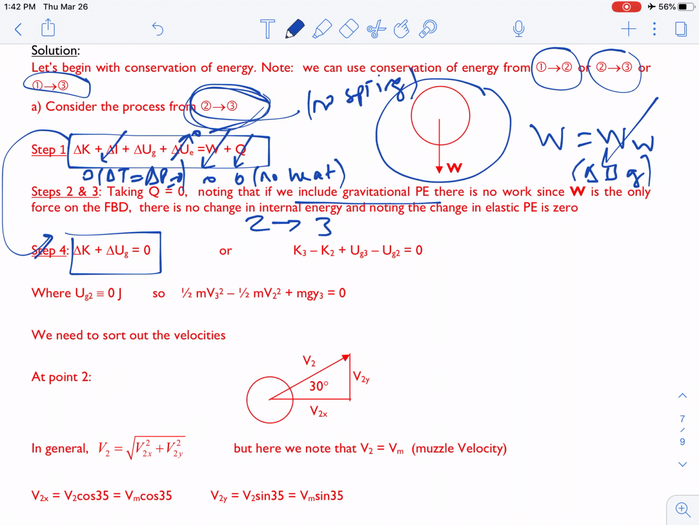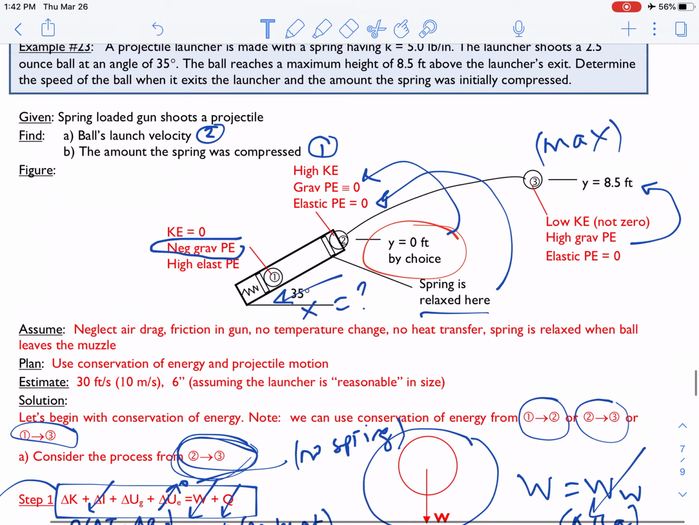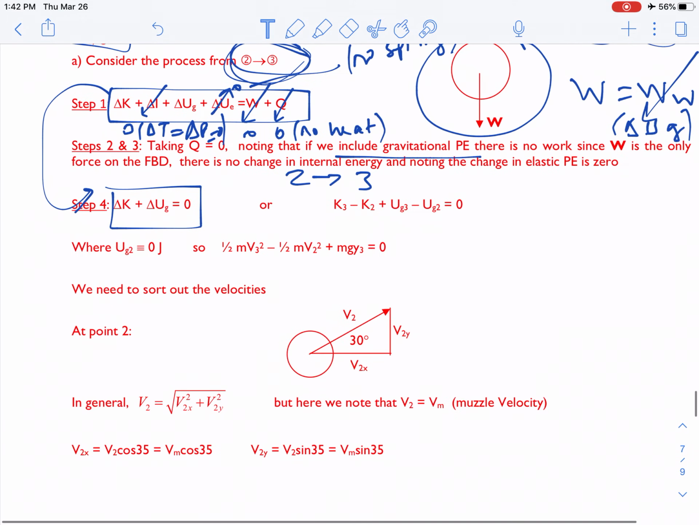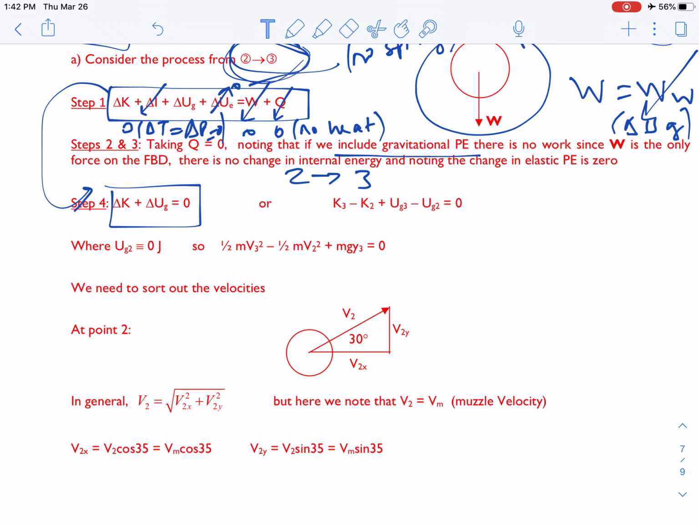So hopefully this is clear, and then you are going to do one more simplification and think about if you have any zero values. For point 2 and 3 we have velocity, although we don't know what they are right now. We will think about that later.